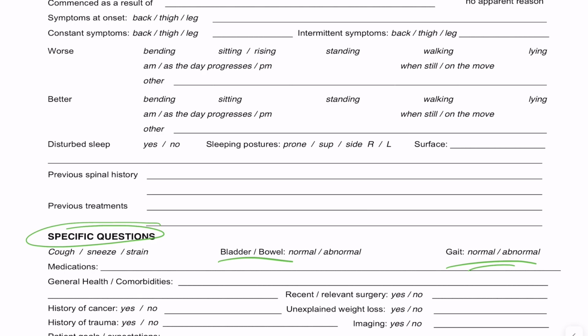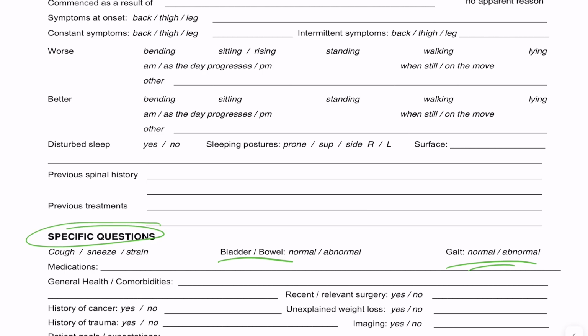Medications are important. If they're taking medications for osteoporosis, or they're taking steroids for a length of time, and they might have some soft tissue compromise, things of that nature that you might want to be aware of when you're prescribing manual therapy. General health, you really just want to get a sense of how do you feel? Do you feel well? Do you feel sick? Do you feel excessively fatigued? How's the general health?